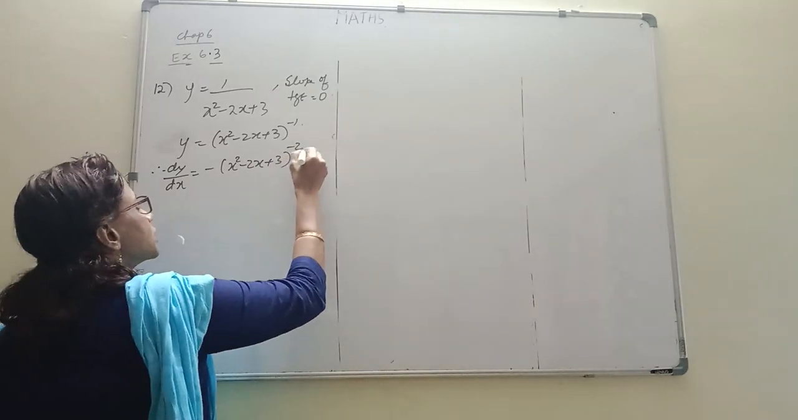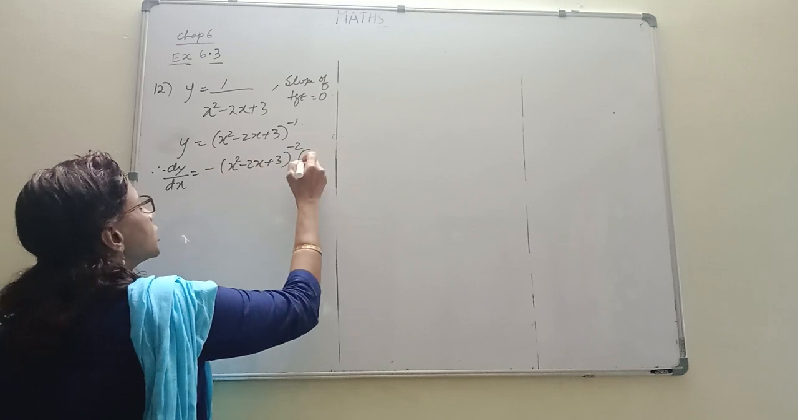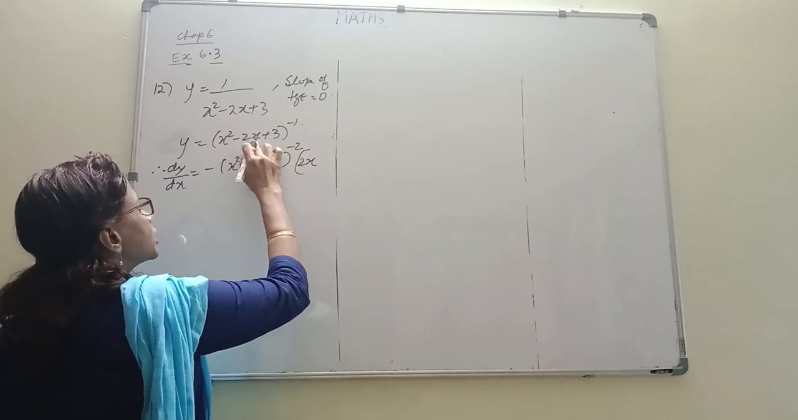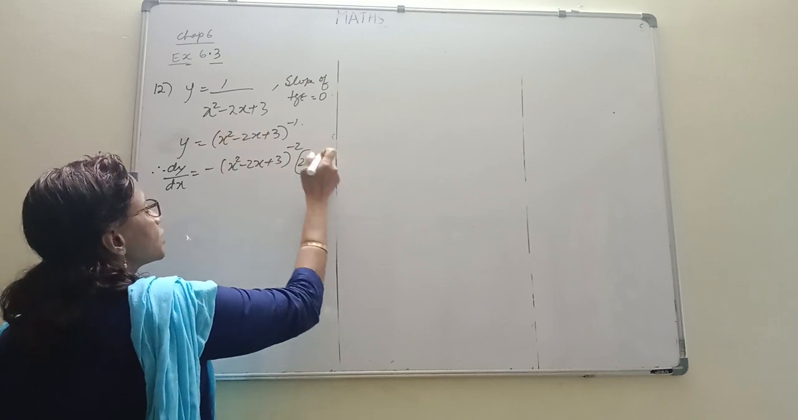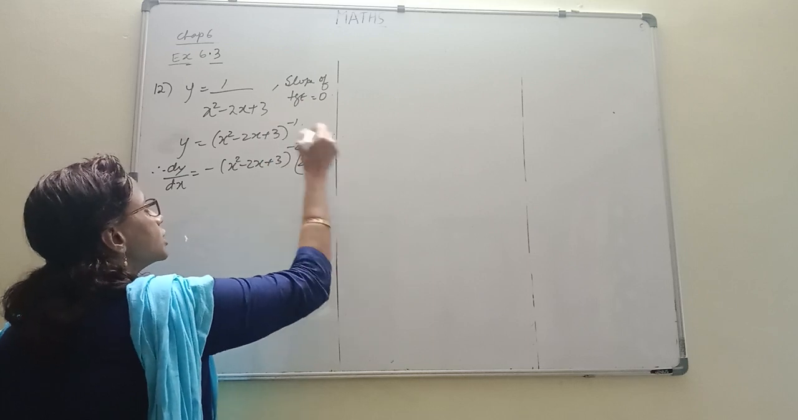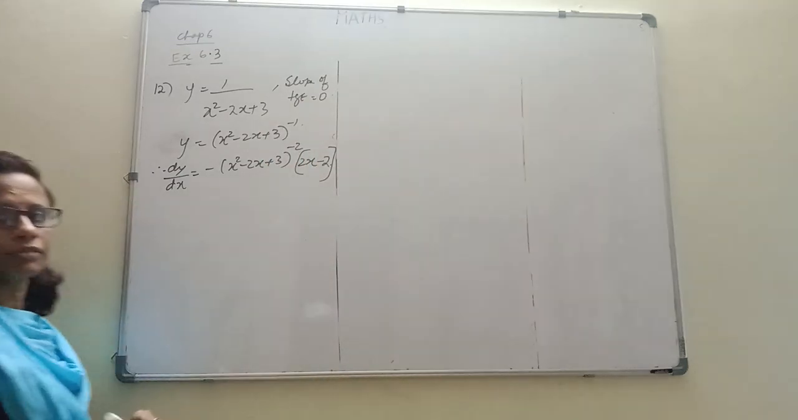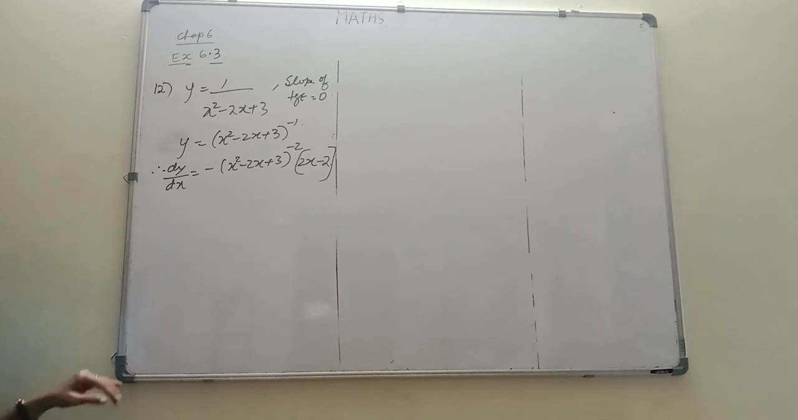Now the derivative of the base: the derivative of x squared is 2x. The derivative of minus 2x is minus 2, as the derivative of x is 1. 3 does not have a derivative. So overall the derivative of the base is 2x minus 2.